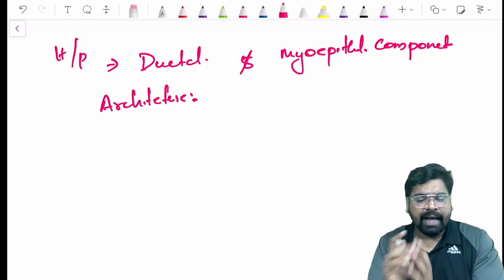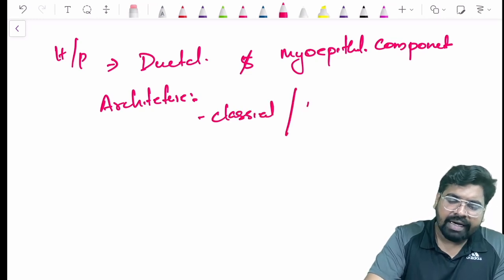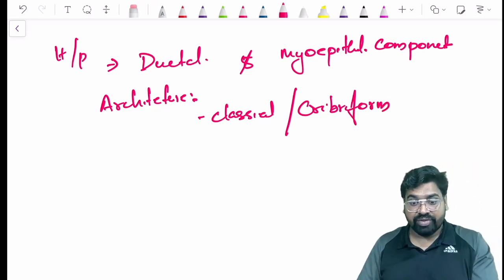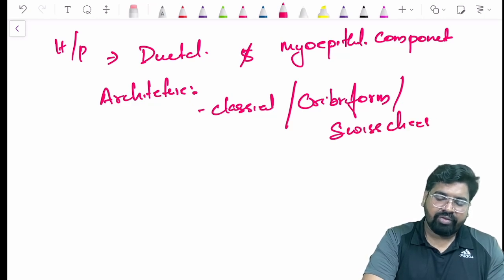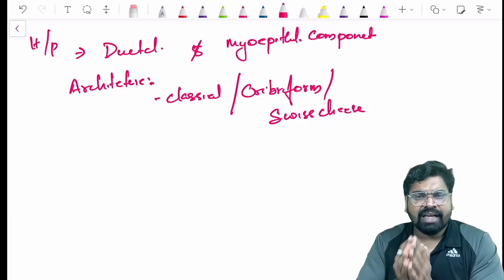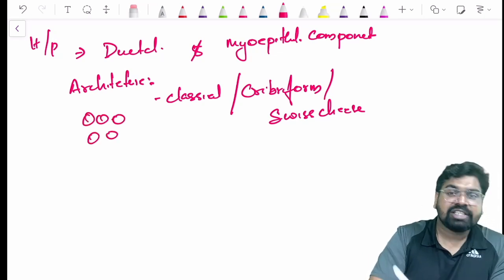There are three types. One is the classical pattern or the cribriform pattern. That is what you call the Swiss cheese pattern, the cribriform pattern. So how does the cribriform or classical pattern look? It will look like so many holes, just like a Swiss cheese.